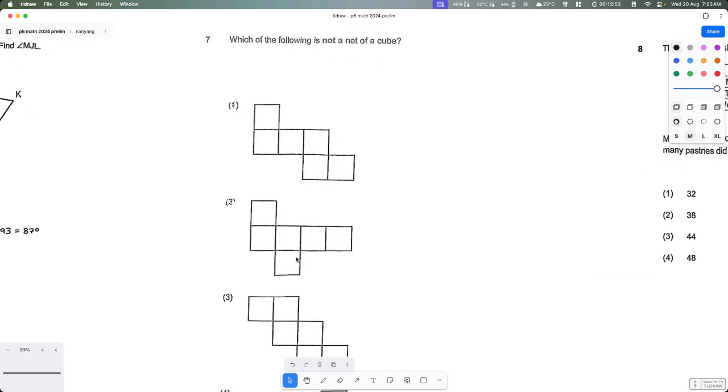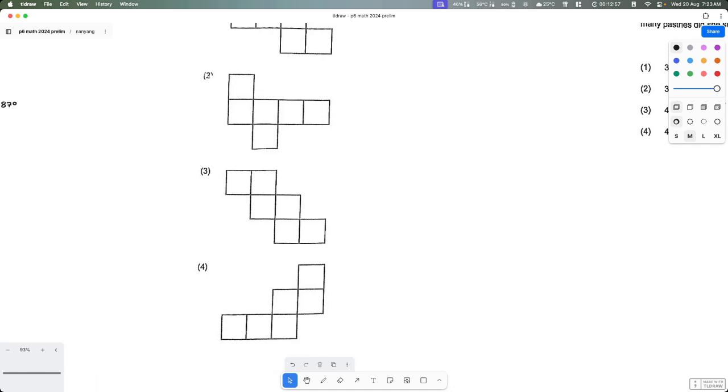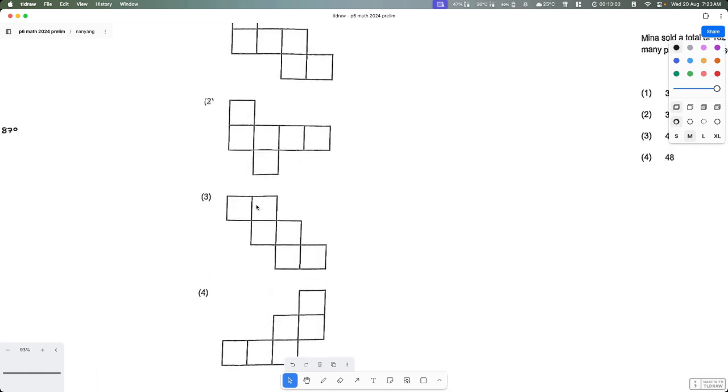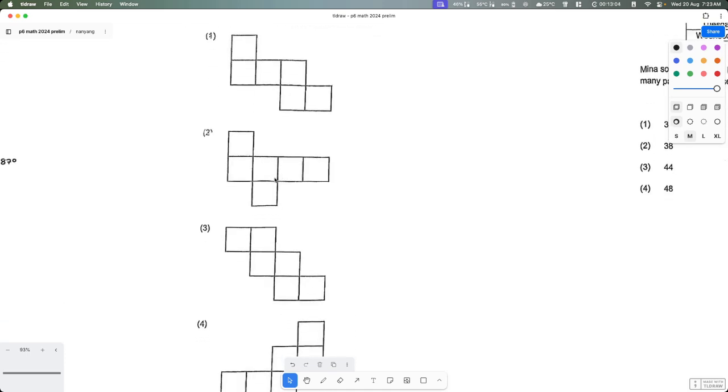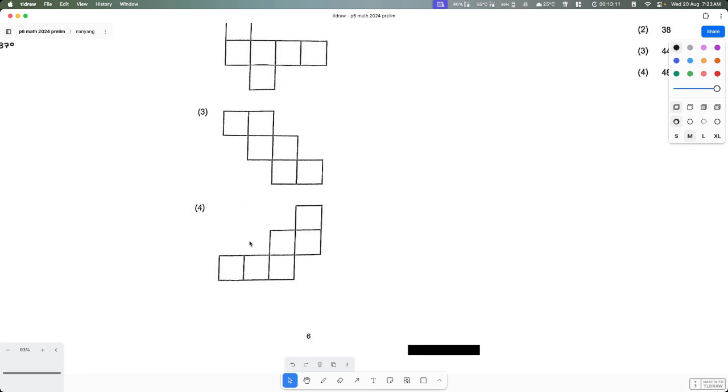Question number 7. Which of the following is not a net of a cube? For this case, you need to know which one is not a net of a cube. So this is correct, this is correct as well, this one, yes, correct, this one is correct. So this one, the answer is wrong, so this one shouldn't be it. So option number 4. Let me just put a green color here. They should be here.